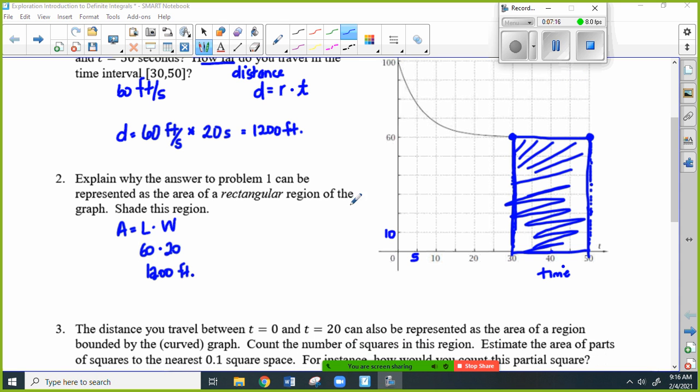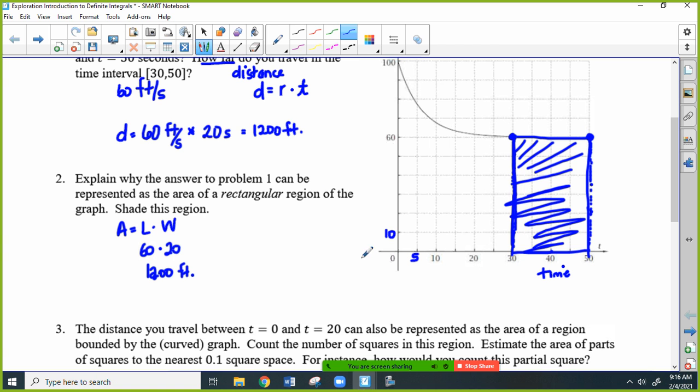Okay, sorry. The distance you travel between time equals 0 and time equals 20 can also be represented as the area of a region. It's just bounded by the curve of the graph. So from 0 to 20, I guess technically we could go all the way to 30, but from 0 to 20 is what they're saying. That can also be represented by an area under the graph or bounded by the graph.